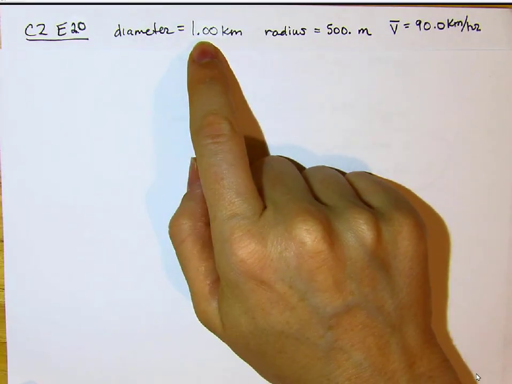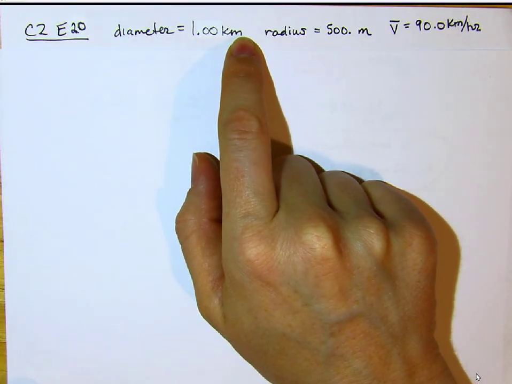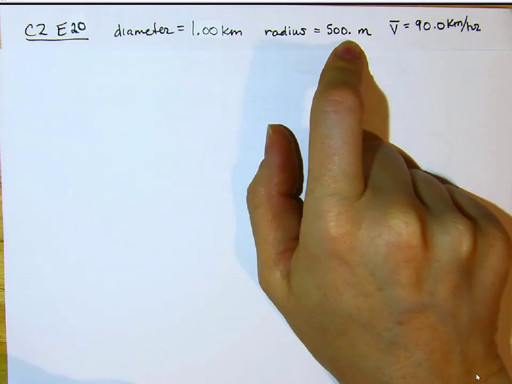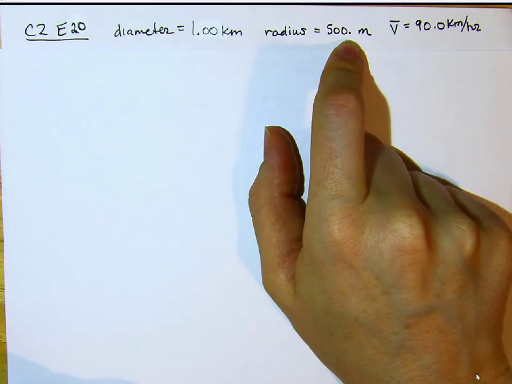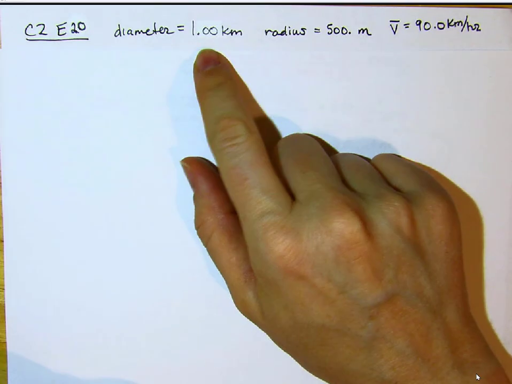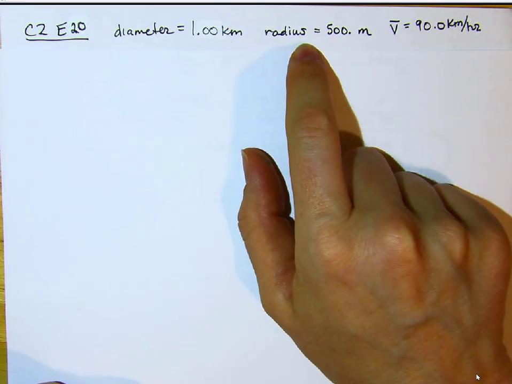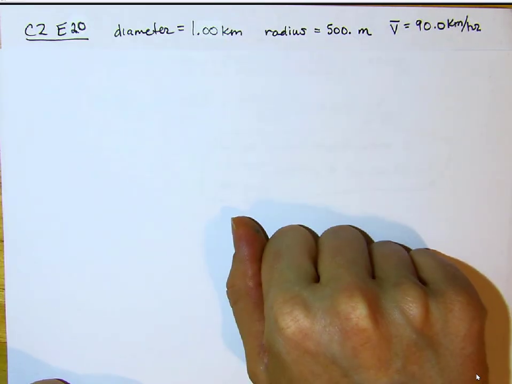So we have the diameter is 1.00 kilometers, but usually we're going to want to deal with radius. So right now, before I make a mistake with that, I'm going to just quick switch it to radius. And the radius is half of that. And the diameter was 1,000 meters, because it was 1 kilometer. So then the radius is half that, 500 meters. The average speed was 90 kilometers per hour.